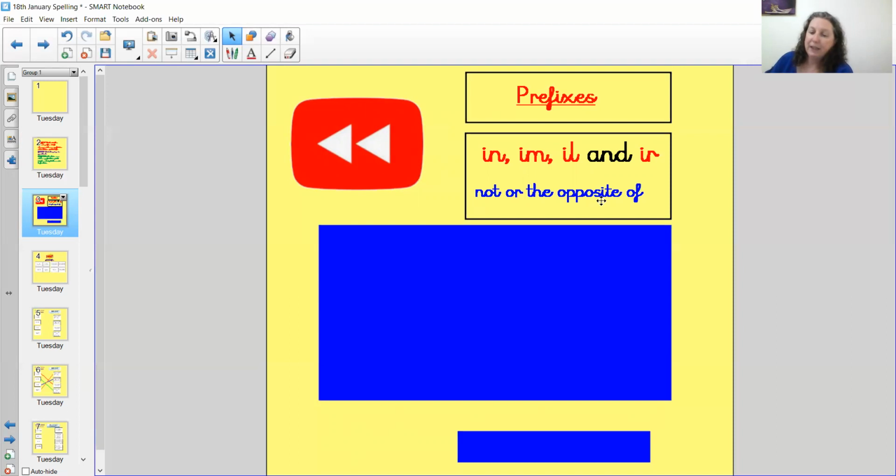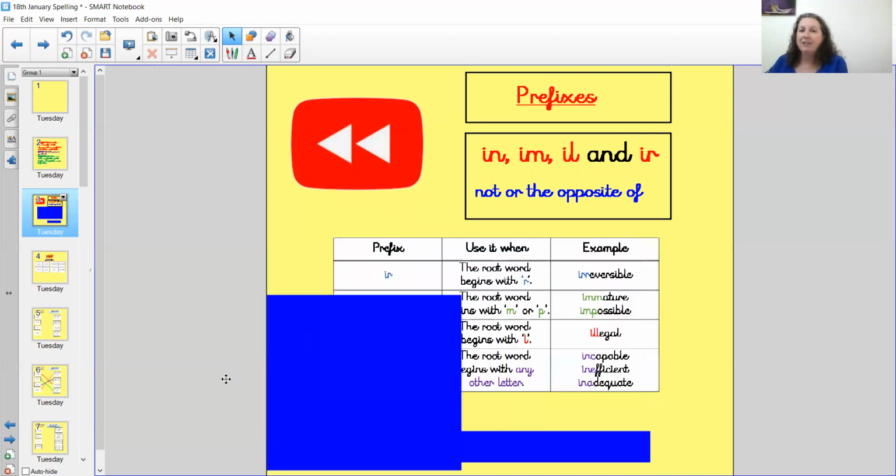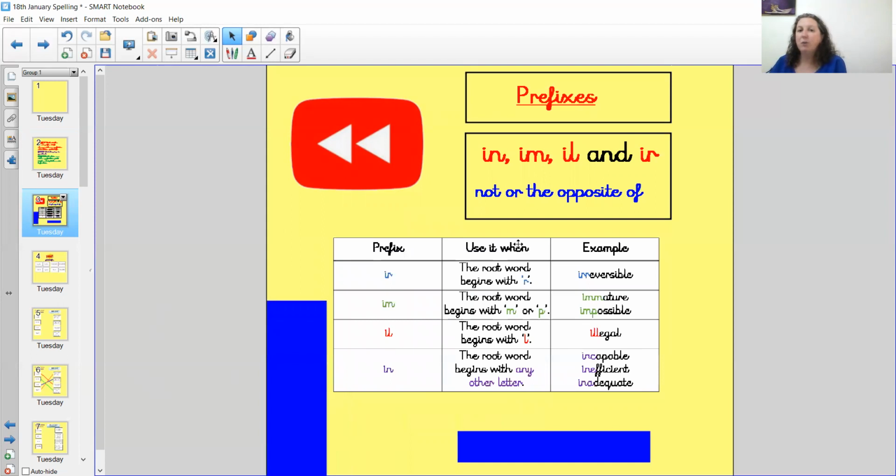If the root word begins with an M or a P, which prefix do you use? Hopefully you've said IM. And if the root word begins with any other letter, for example, a C, an A, or an E, what prefix do we use? Hopefully you'll have said IN. Fantastic. And here is our chart that we were using last week, which gives us the root word and the prefix that we need.